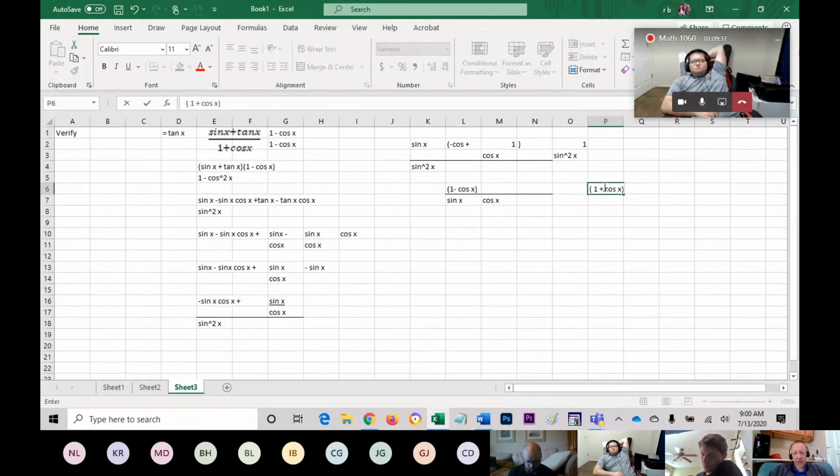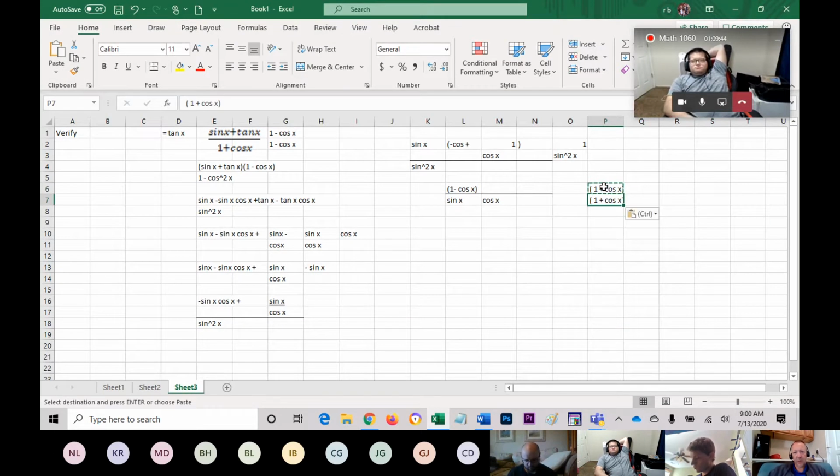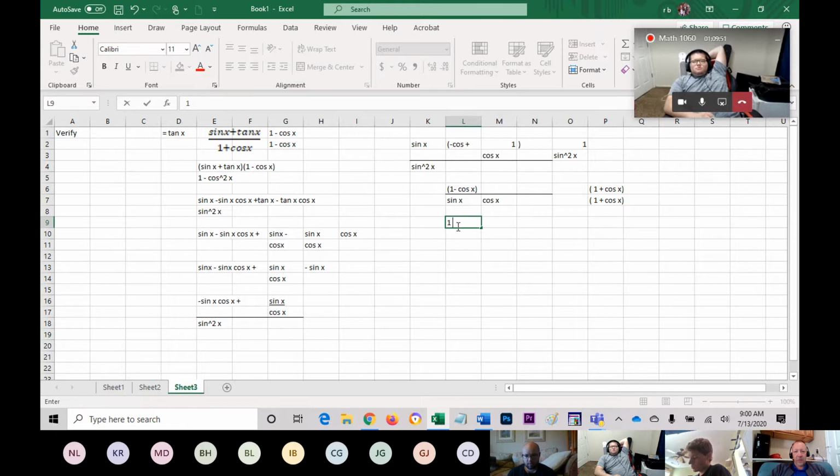Okay. And we're going to do the same thing on the bottom. Oops. Copy paste. Okay. So now on the top, what have I got? I've got 1 minus the cosine squared. On the bottom, I've got the sine of x, cosine of x, and then I've got 1 plus the cosine of x.